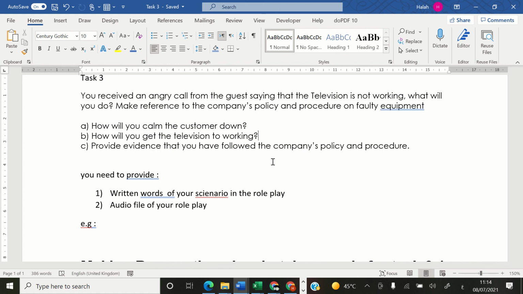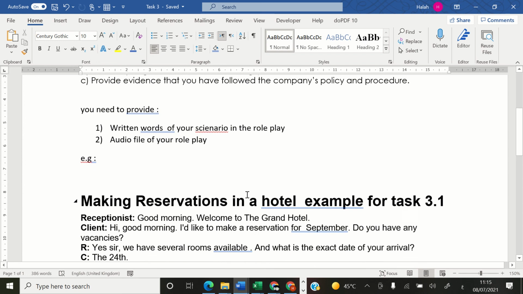Then also you need to get the TV to work again. So you need to find the solution. What will be your solution to make the TV working back? Also, you need to provide evidence that you report the damaged TV. So what will be the procedures that you report the damaged TV? You have to submit two files, a Word file containing the scenario and a role play audio file recording yourself.